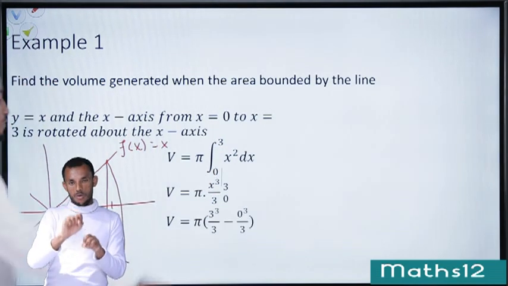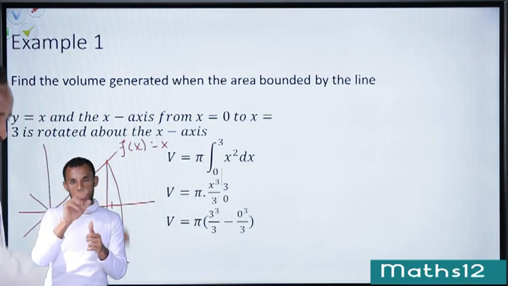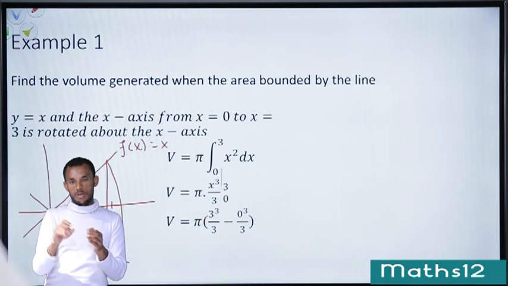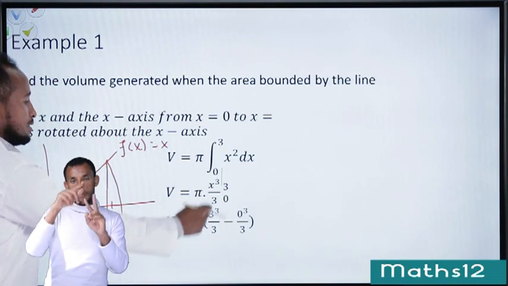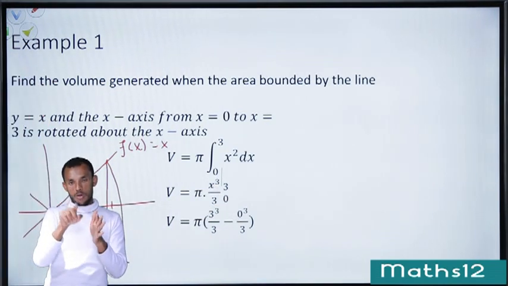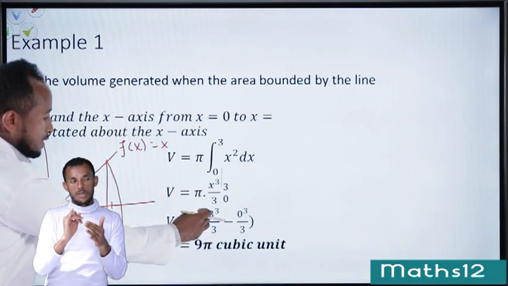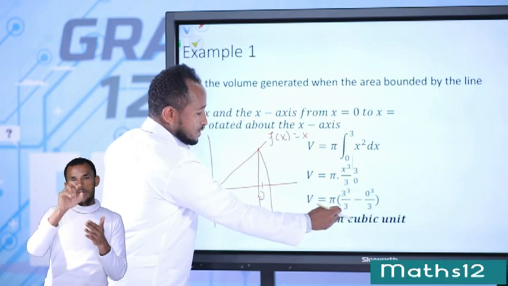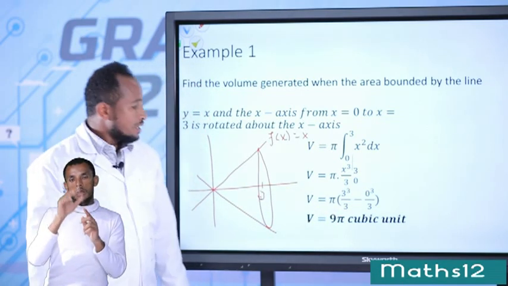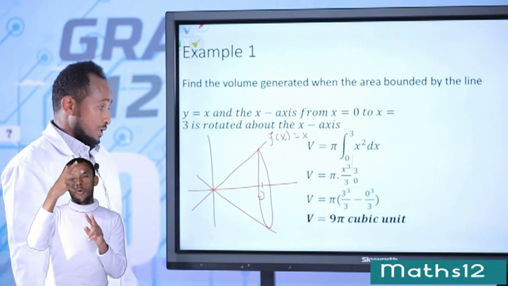So put 3 first in this value and subtract by putting in 0. Therefore, you'll have pi times, when you put 3, 3 cubed over 3, minus when you put 0, 0 cubed over 3. So the final answer becomes 27 over 3, which is 9 pi. This one is 0, so the answer is 9 pi cubic units.